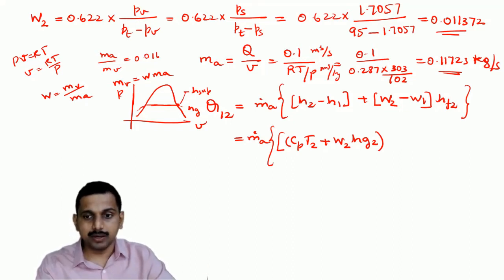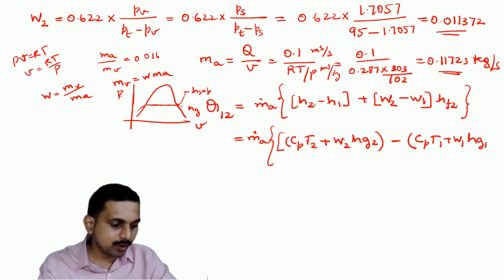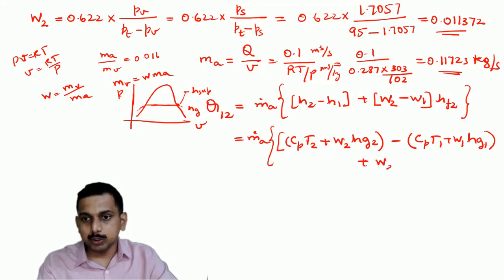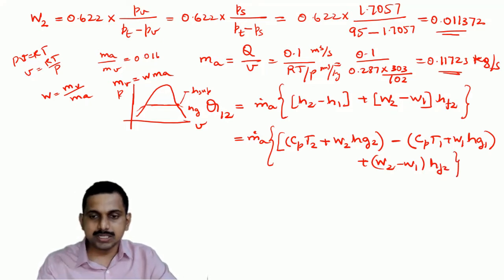So let us see, minus H1. If I take H1, similarly we can take Cp into T1 plus W1 into Hg1. So now this plus W2 minus W1 into HF2. So this is the total one.